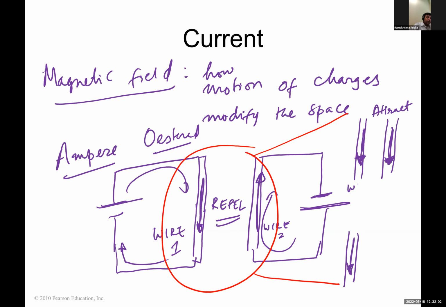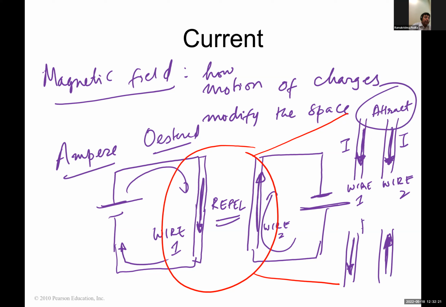So I'm just drawing the wires here. This is wire 1, this is wire 2. I'm not drawing the entire circuit. I'm just drawing these two wires, just what is shown in the red circle. So if the current is flowing in the same direction in these two wires, they attract. If the current in these two wires is flowing in the opposite direction, they repel.